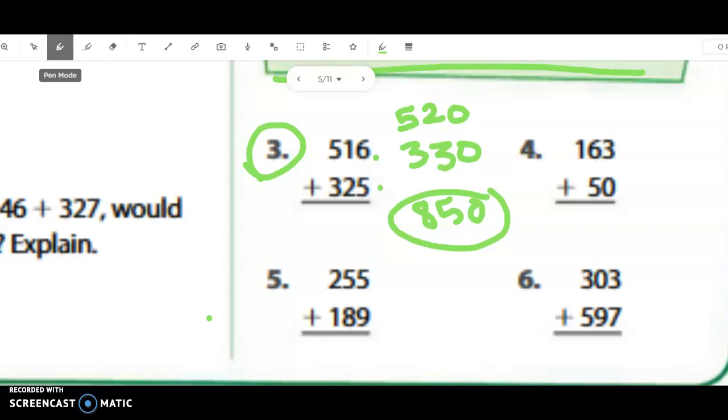6 plus 5 is 11. Carry it next door, drop the other on the floor. 1 plus 1 is 2. 2 plus 2 is 4. 5 plus 3 is 8. 841 is close to 850, so that's a reasonable answer.